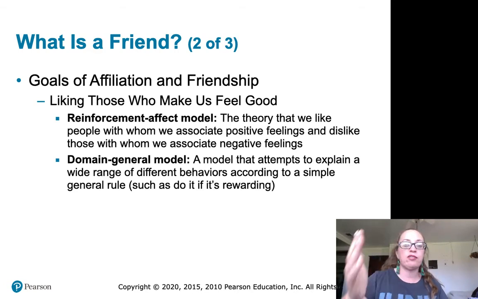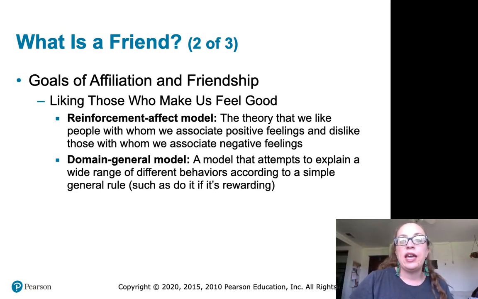Okay, so the reinforcement affect model. Now, this is a domain general model, and a domain general model means that it's a type of model that tries to explain everything by one rule, like Nike's just do it. Or in this case, the reinforcement affect model, we do something because we feel good. Now that doesn't explain everything. That doesn't explain why you're in a domestic violence relationship. It doesn't explain why sometimes you have crappy friends who don't make you feel good. But it does explain a lot of friendship.